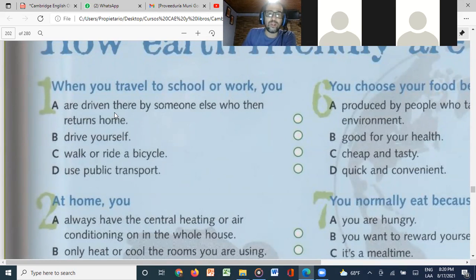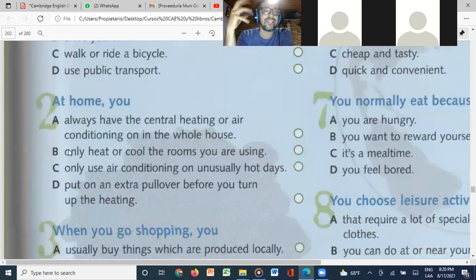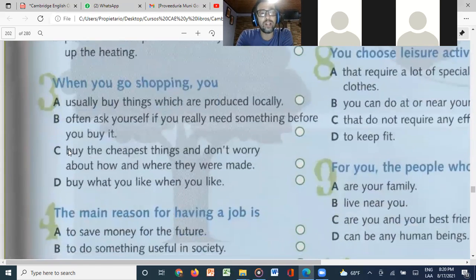What about you, Marielos? When you travel to work or school or to whatever place you want, what means of transportation do you use? I drive myself. Very good. I drive myself. Excellent. Okay, B. So put B over there. Well, this one doesn't match with us, right? Because we don't use heat over here. So we're gonna skip it. Okay, we're gonna skip number 2. Let's go with number 3.